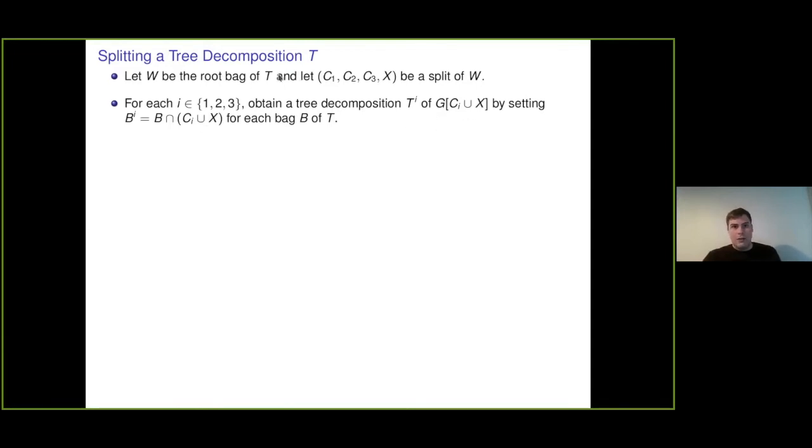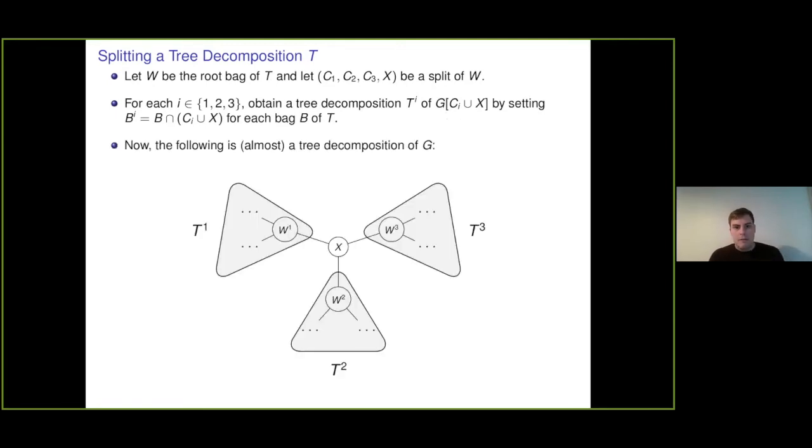Clearly, if T is a tree decomposition of G, then if we take the intersection of each bag with the vertex set of this induced subgraph, we get a tree decomposition of this induced subgraph. Now we have these tree decompositions T1, T2, T3, and we want to combine them with the separator X of the split in the middle, like in this picture. And this is almost a tree decomposition of G.